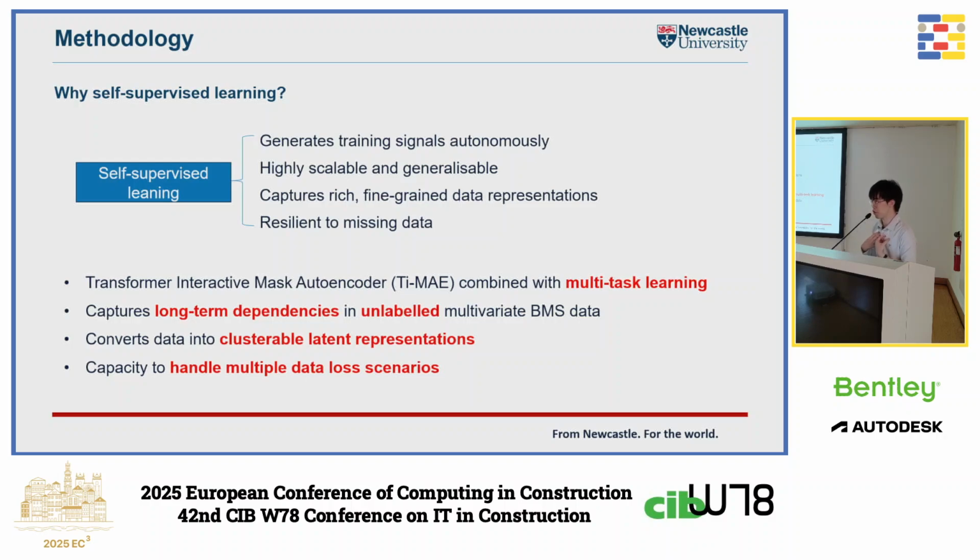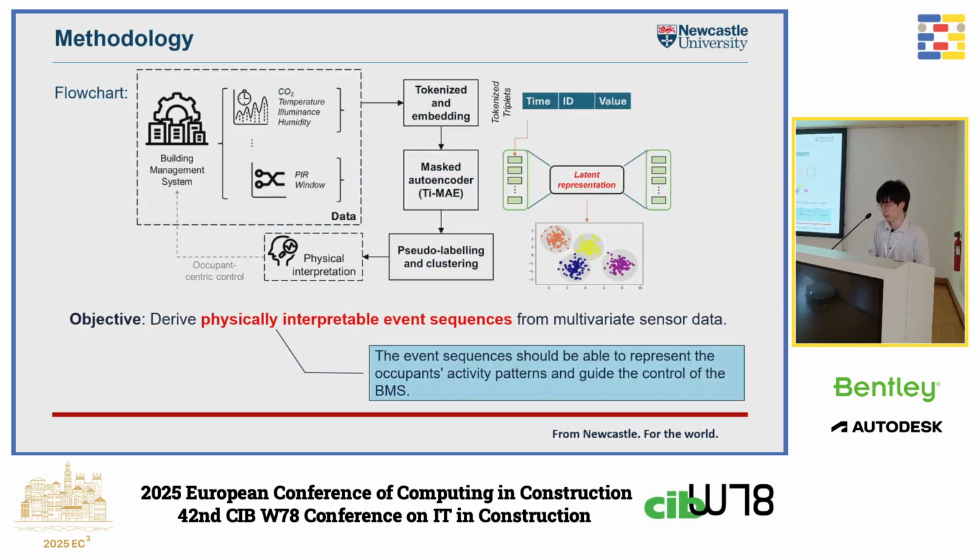For my part, I chose the Transformer Masked Autoencoder, which I enhanced myself for multitask learning, and which could capture the long-term dependencies in unlabeled multi-zone BMS data. It can convert data into discrete latent representations, and it also has the capacity to handle multiple data loss scenarios. That's a short introduction of my methodology, the flow chart.